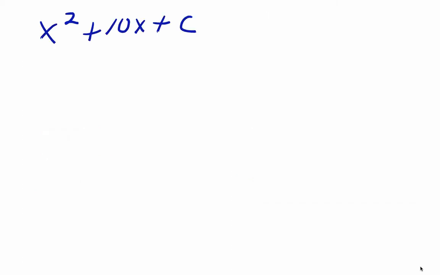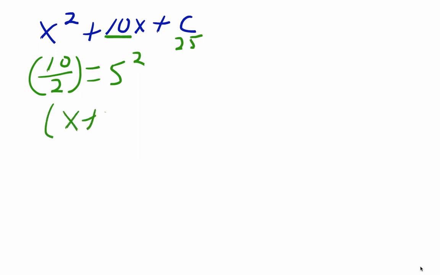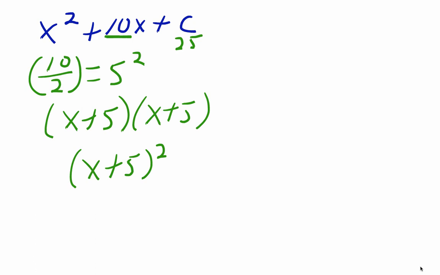Alright, in the previous page we found out that if we take the middle term, this coefficient right here, take half of it and square it. So we take half of that middle coefficient, which is 5, and then square it, that equals our last term, which is the C. So that would be 25 there. Since that is a perfect square trinomial, my answer would be x plus 5 times x plus 5, or it would be x plus 5 squared. That's how you'd write that.